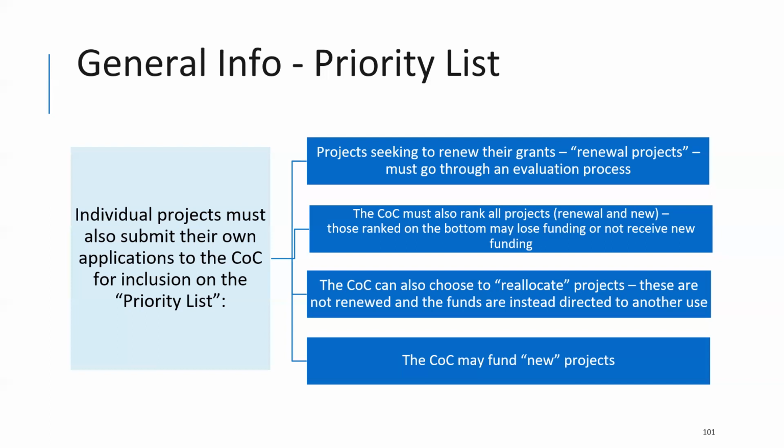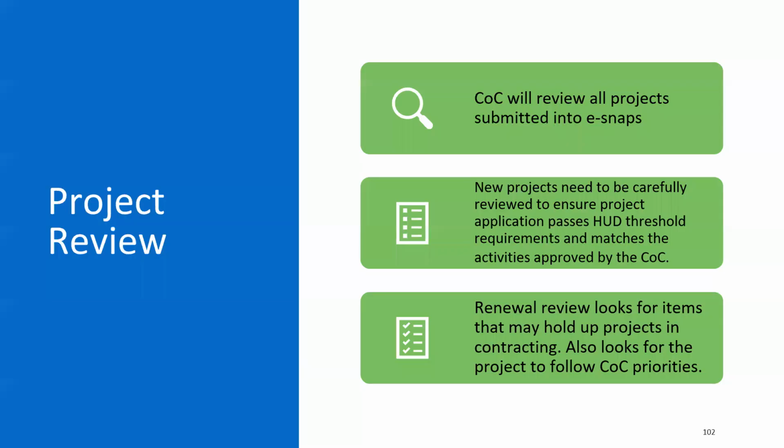Again, the CoC can fund new projects. HUD puts out money for CoC bonus funding, as well as sometimes for additional uses. In the past couple of years, HUD has put out money for CoC domestic violence bonus funding. So the CoC is going to take both those renewal projects and new projects and then rank them. And again, those ranked on the bottom may lose funding or not be receiving new funding.